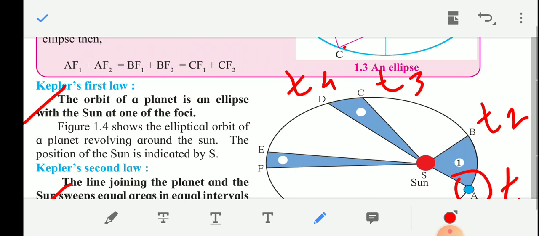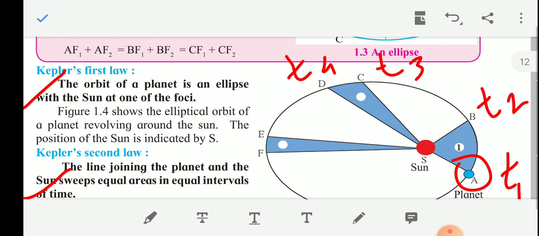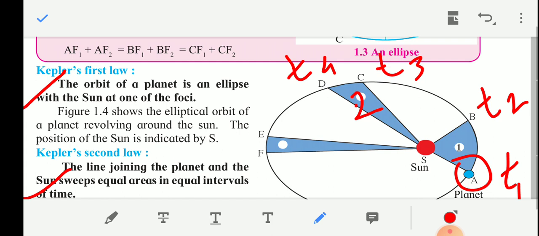If the time difference between t2 and t1 is 5 days, and in the same way the time difference between t3 and t4 is 5 days, meaning the time interval is 5 days, then the planet sweeps equal area. This is number 1, and suppose this one is number 2. Then area 1 is equal to area 2. Okay, this is about Kepler's second law.